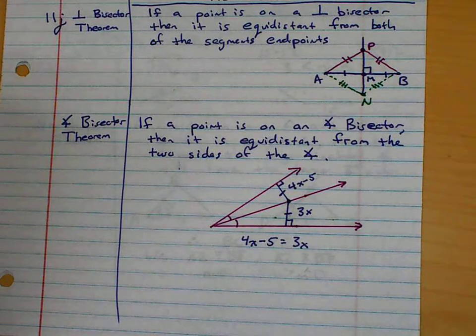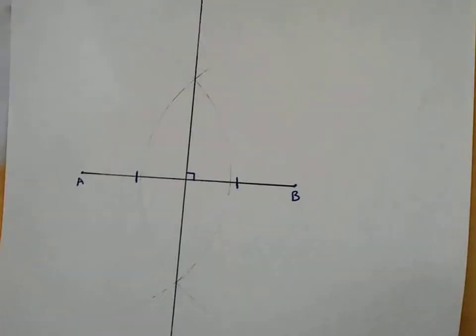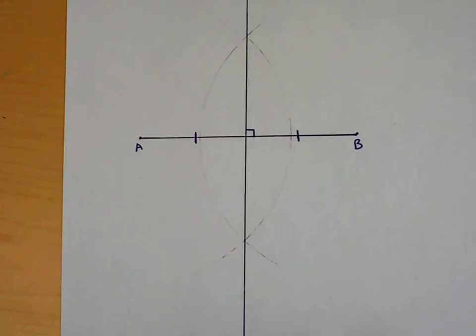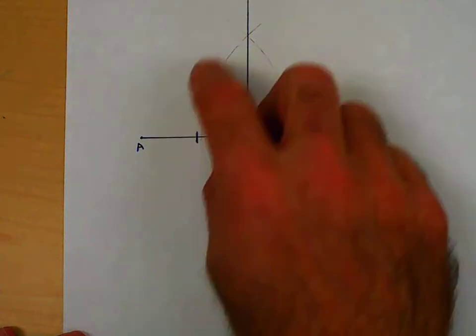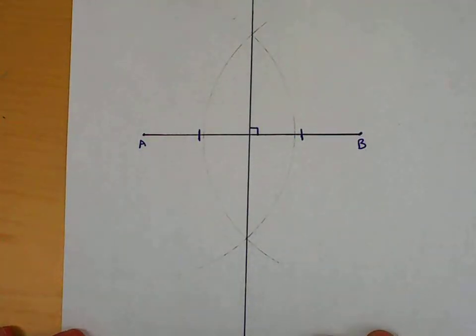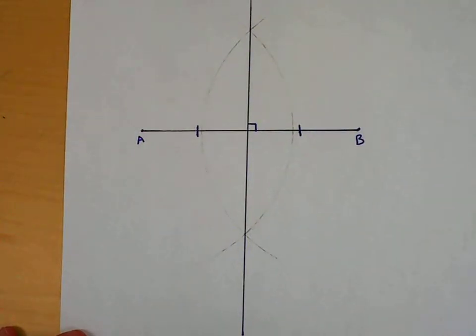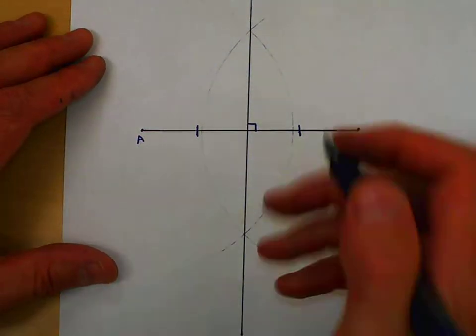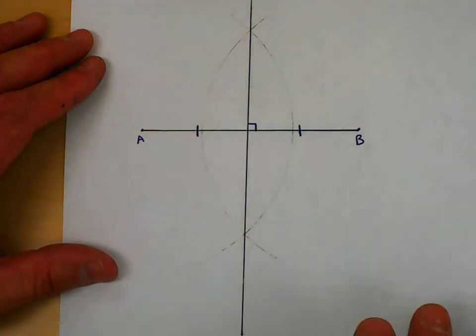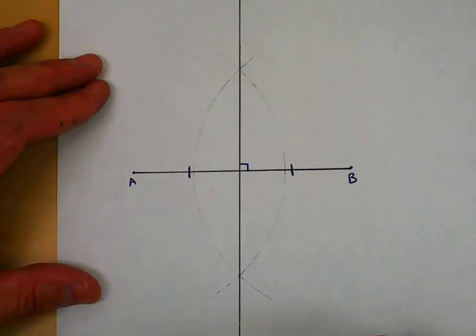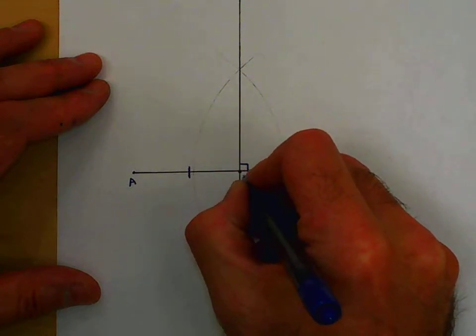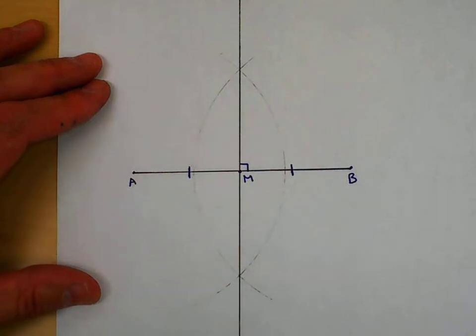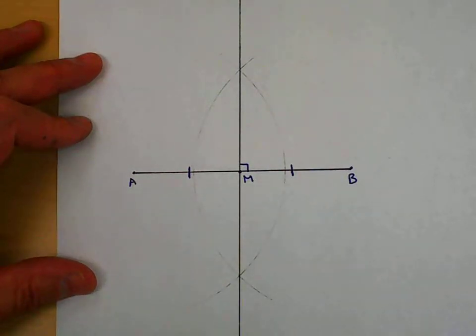I went ahead and used my construction knowledge, and you can see my arcs there that I made to create the perpendicular bisector. Since it is a perpendicular bisector, we have segment AB as sort of the main thing going on here. We'll go ahead and name this point M because it's the midpoint of that segment. That's sort of the centerpiece of our discussion here.